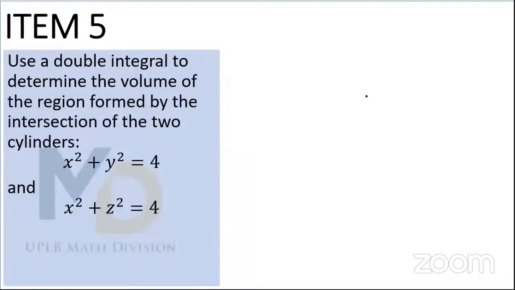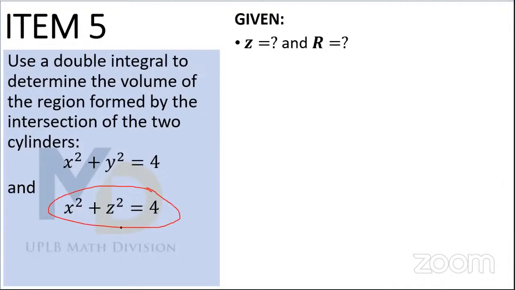Okay. So use a double integral to determine the volume of the region formed by the intersection of the two cylinders, x squared plus y squared equal to 4, and x squared plus z squared equal to 4. Okay. So given, ano yung function z natin at ano yung region R? Kasi ang given lang sa atin dito ay dalawang cylinder. Tama? Okay. Pero for the function z, since itong equation na to, ang may variable na z, so more likely, dito natin kukunin yung integrand.